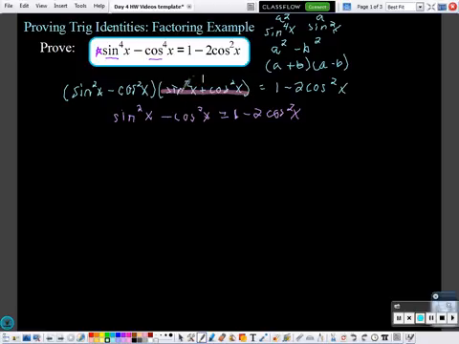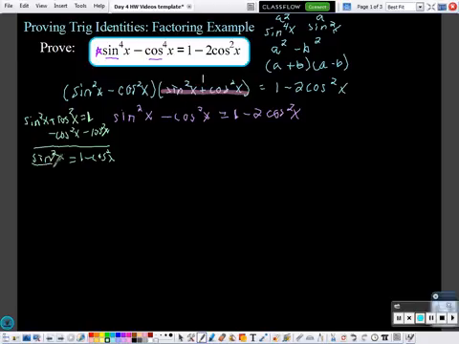Instead, I'm going to look back at this sine squared x plus cosine squared x identity and set that equal to 1, our Pythagorean identity, and say, you know what? I only want cosine squareds, and I have a sine squared in there. So I want to figure out something to replace sine squared with. If I subtract cosine squared from both sides of this identity, I get that sine squared of x is equal to 1 minus cosine squared of x.